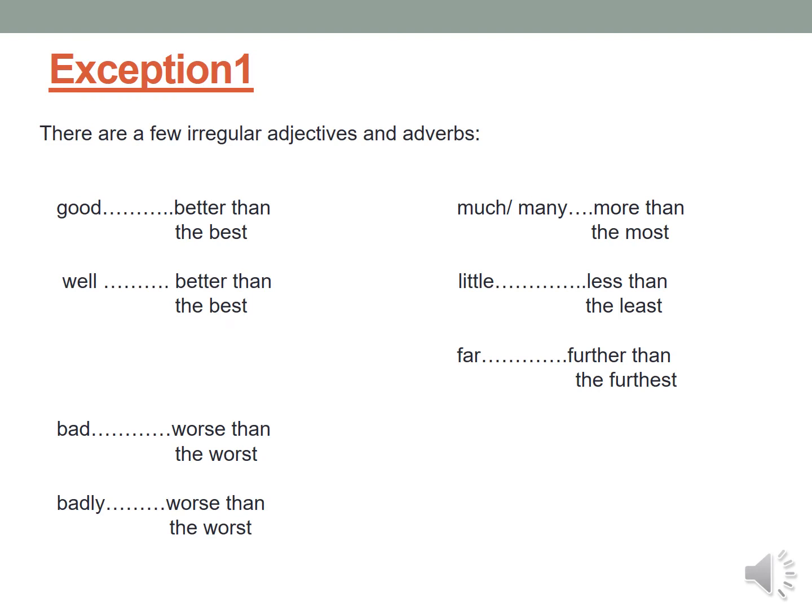Here are a few regular adjectives and adverbs. For example, good will be better than the best. Well, better than the best. Bad, worse than the worst. Badly, worse than the worst. Much and many, more than the most. Little, less than the least. Far, further than the furthest, or farther than the farthest.